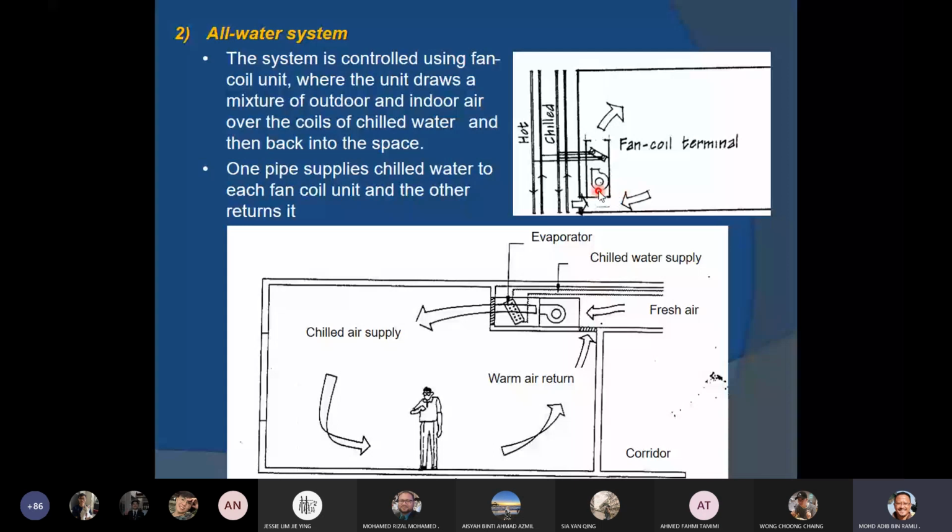So the fan blows over the evaporator, over the chill water pipes, and the cooling effect is produced, and then the existing air inside the room is drawn back to the fan coil terminal. At the same time, new air, outdoor air, is introduced, okay, from the opening on the side.